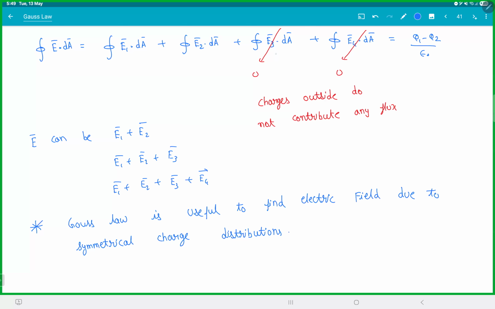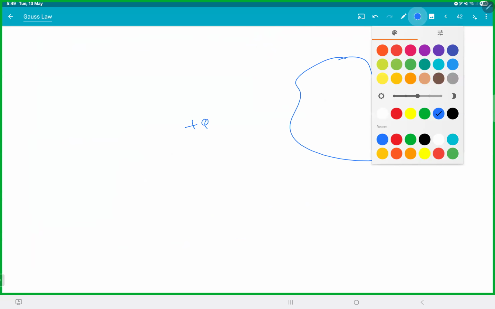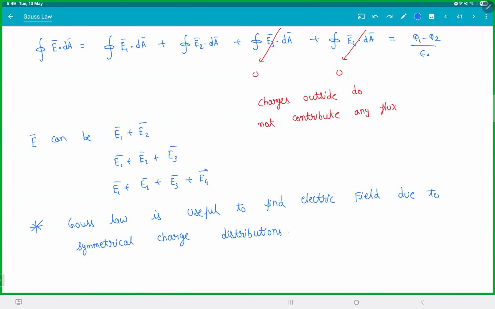I hope everyone got why these two are zero. Because if you take any closed surface and if you put a charge outside, every field line that enters will leave. So it's not contributing any flux. Every line that enters will leave. So outside charges do not contribute to any flux. Flux is simply how many lines are crossing through an area.